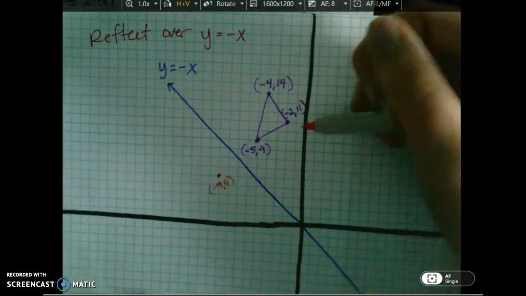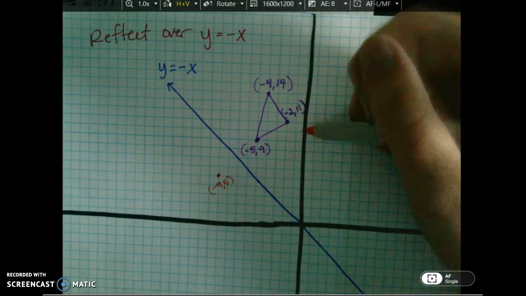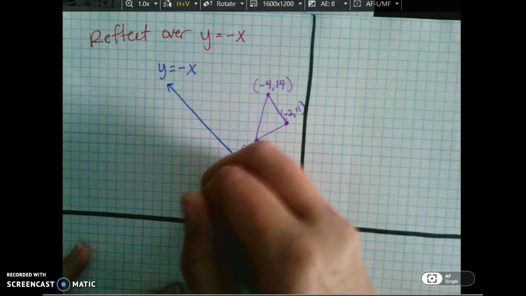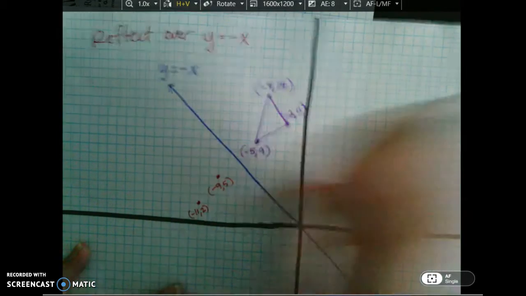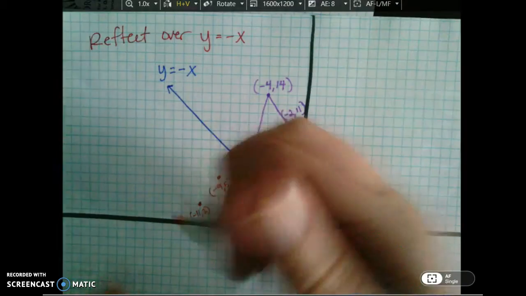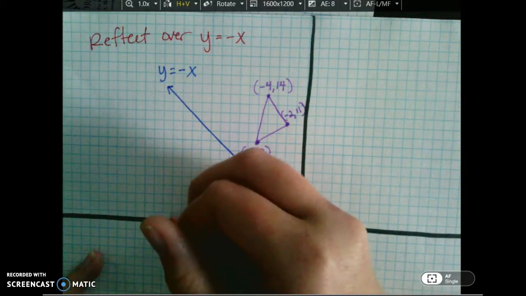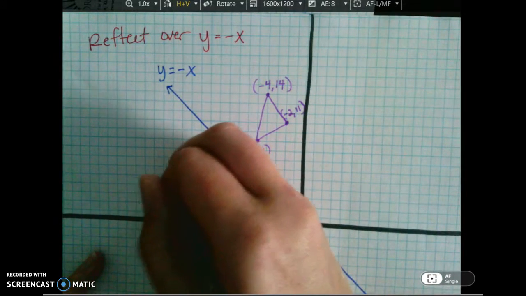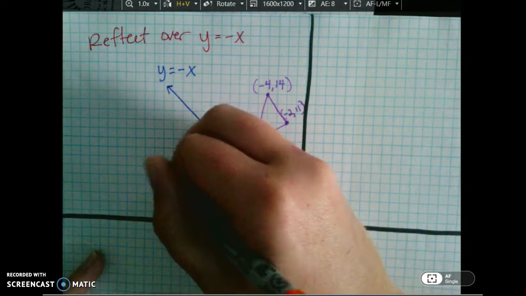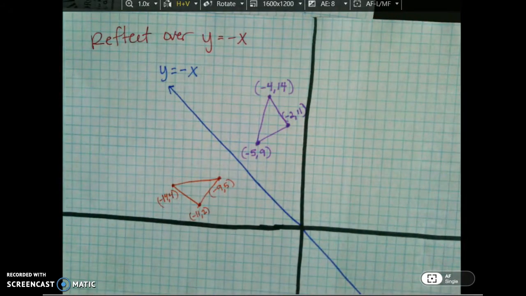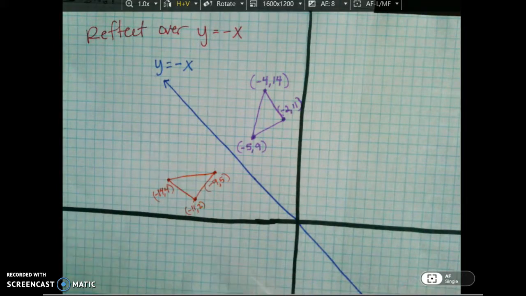Negative 2, 11 would become negative 11, positive 2. And then negative 4, 14 would become negative 14, positive 4. And there's my new triangle. Perfect reflection over the line y equals negative x.